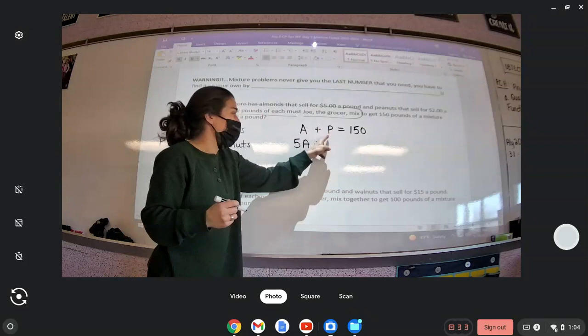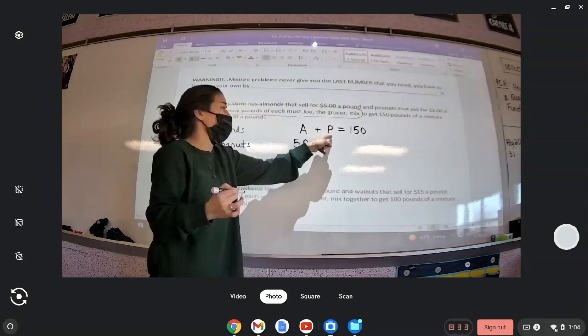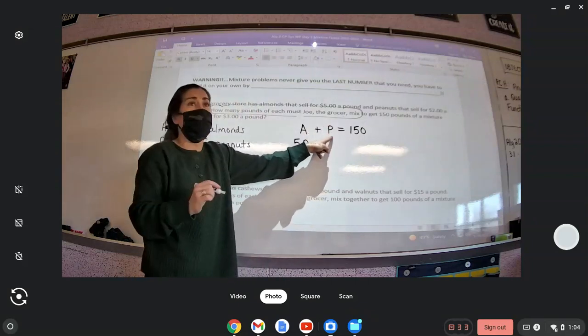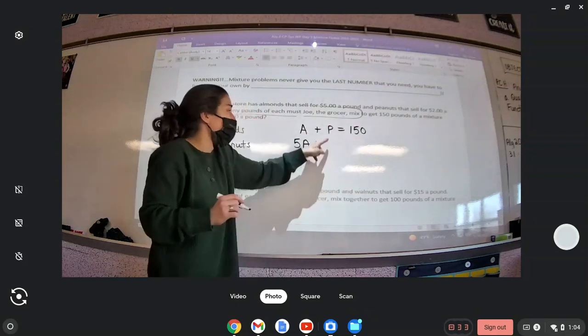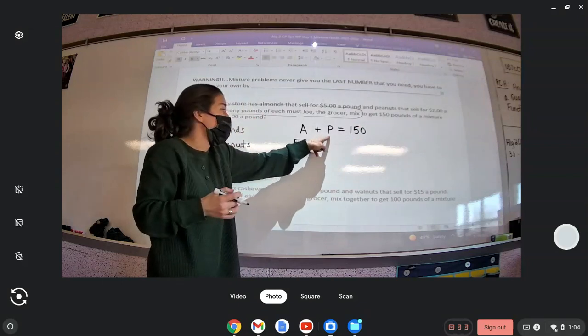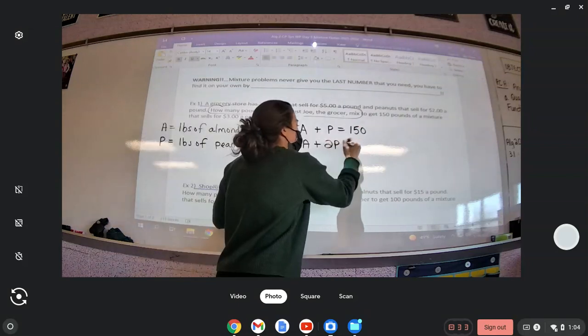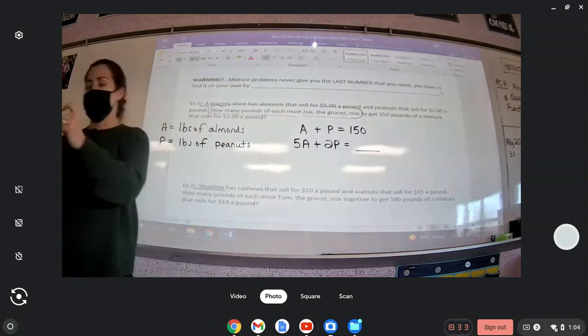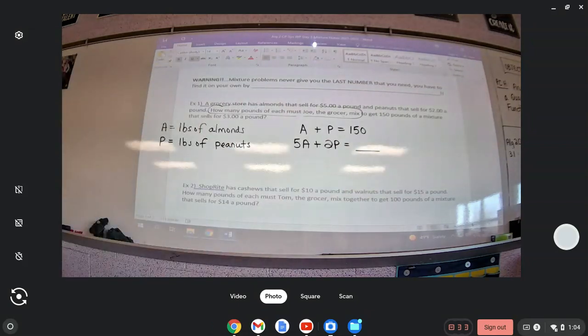Plus, if that's how many pounds of peanuts he's going to use, what's 1 pound of peanuts worth? $2. That's $2 for every single one of those pounds. So that's going to be 2 times P. And then it equals blank space. Everybody put a blank space. This is the number that will never be written down in the problem.